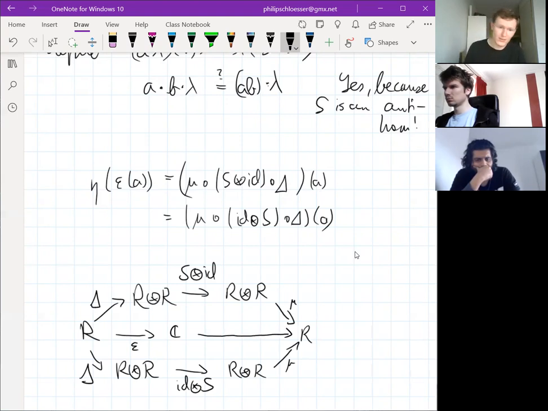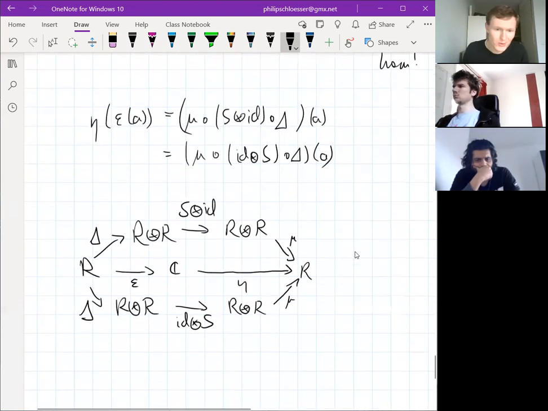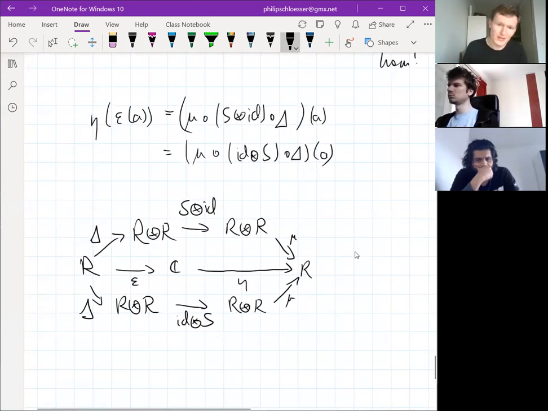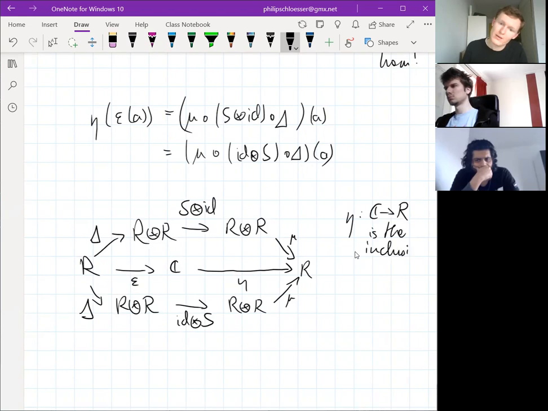And yes, here I've used two new symbols, where eta from C to R is the inclusion, or alternatively, we could call it the unit, because it maps a complex number to the complex number multiplied with 1, and mu from R tensor R to R is the multiplication.